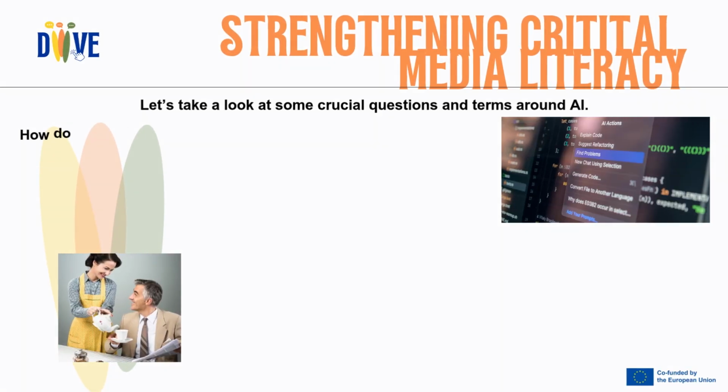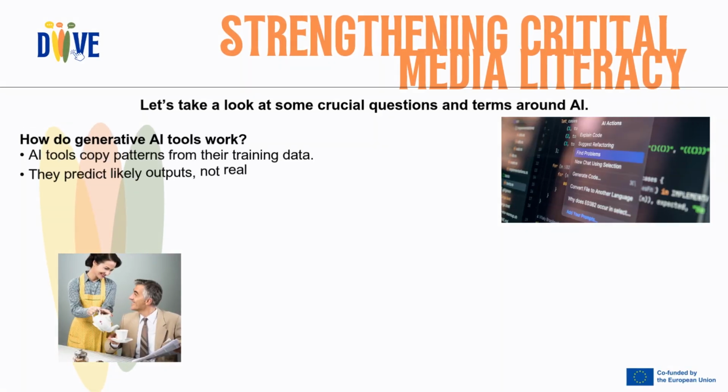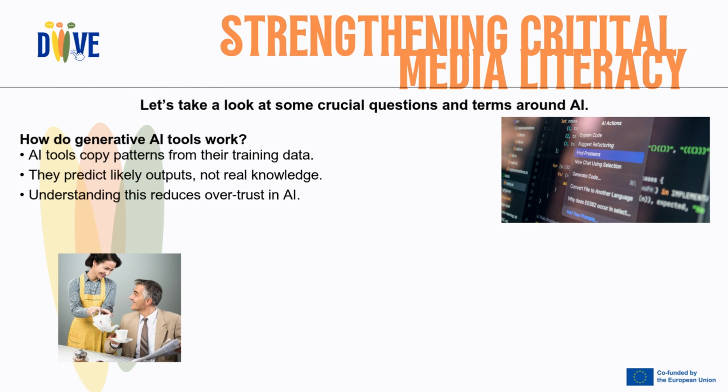How do generative AI tools work? Generative AI systems, meaning large language models or image generators, are trained on massive datasets. They learn patterns in language or images and generate outputs by predicting likely sequences, not by understanding content like humans do. Why this matters: young people often attribute intelligence or authority to AI. Understanding that AI predicts patterns, rather than knows facts, builds critical distance.